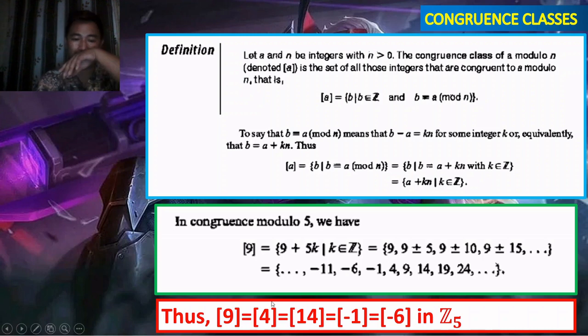Okay, class. The equivalence class containing 9 is equivalent to all the equivalence classes of the numbers here. So it is equal to the classes of 4 and 14, and the equivalence classes of negative 1 and negative 6 in Z5, taken modulo 5. The gap is 5, so for 4, the gap here is 4k. These are all sets, and all of them are equivalence classes.